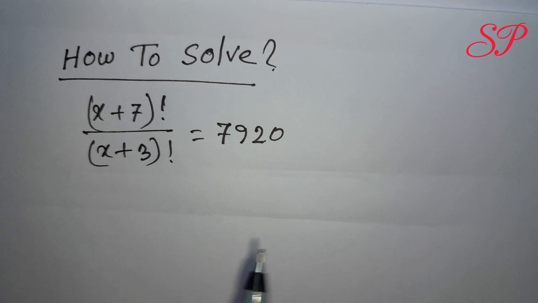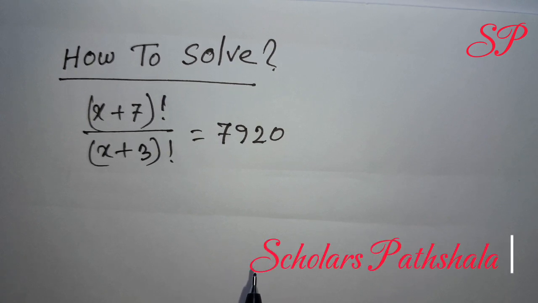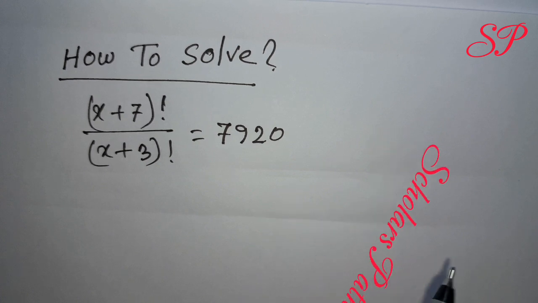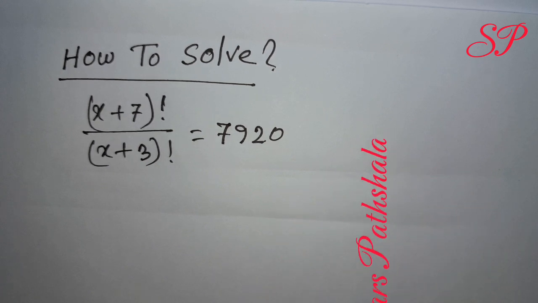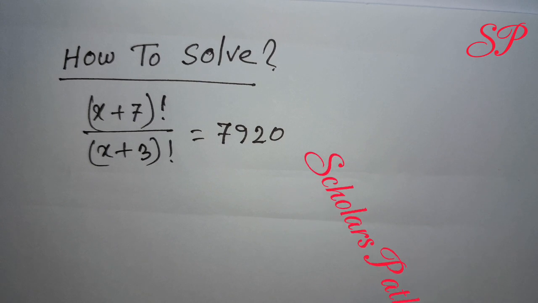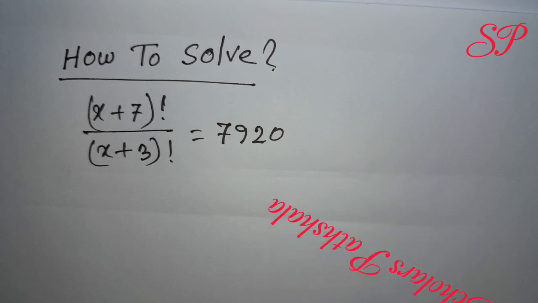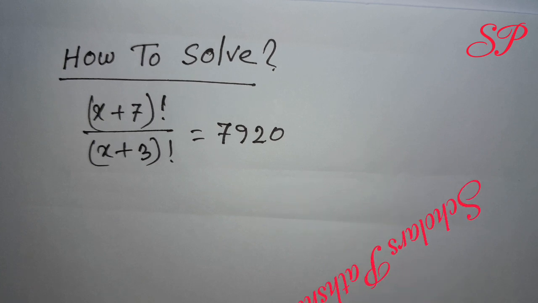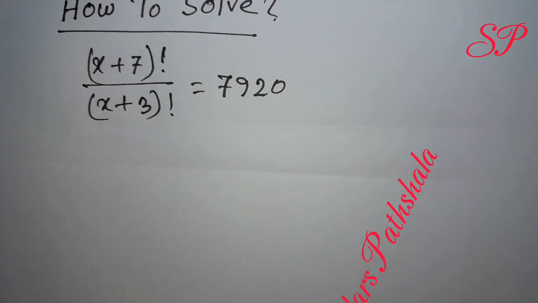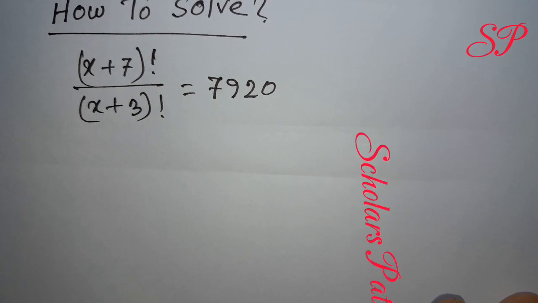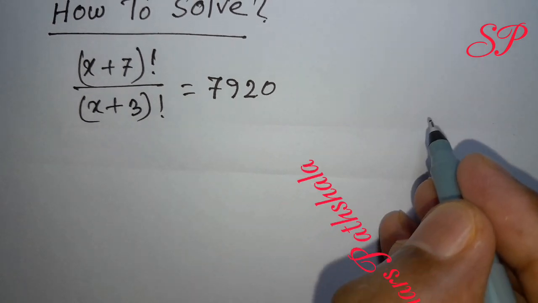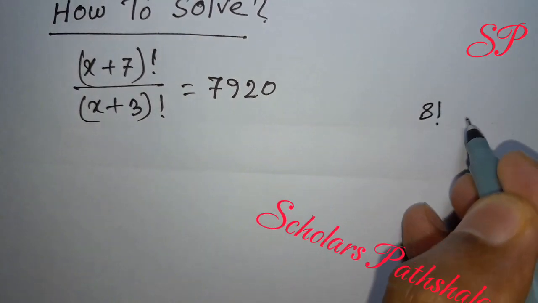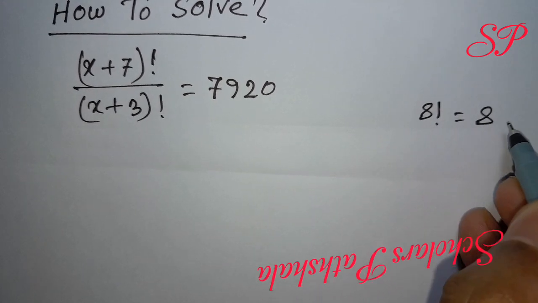Here is given that factorial equation. Today I will solve a factorial and challenging math problem. Here is given that (x+7)! divided by (x+3)! is equal to 7920. Let's get started.